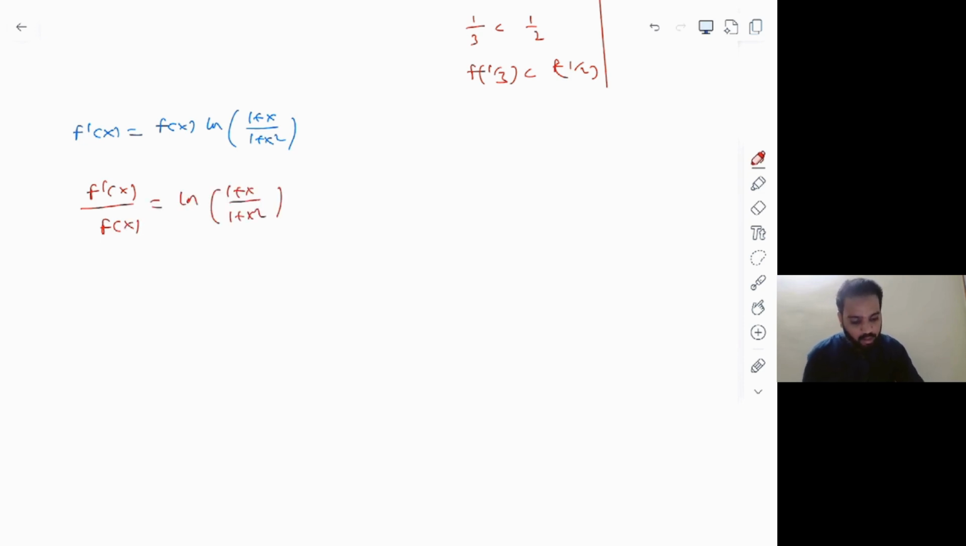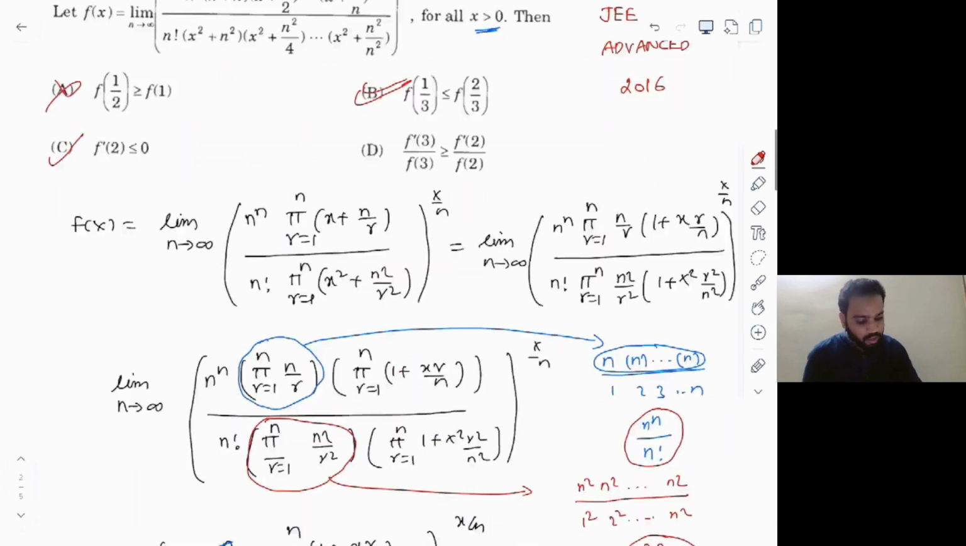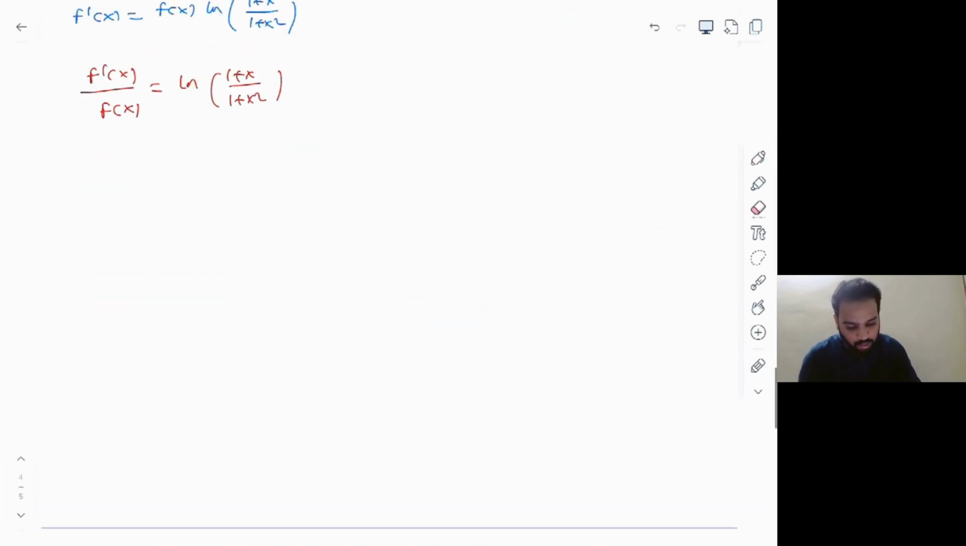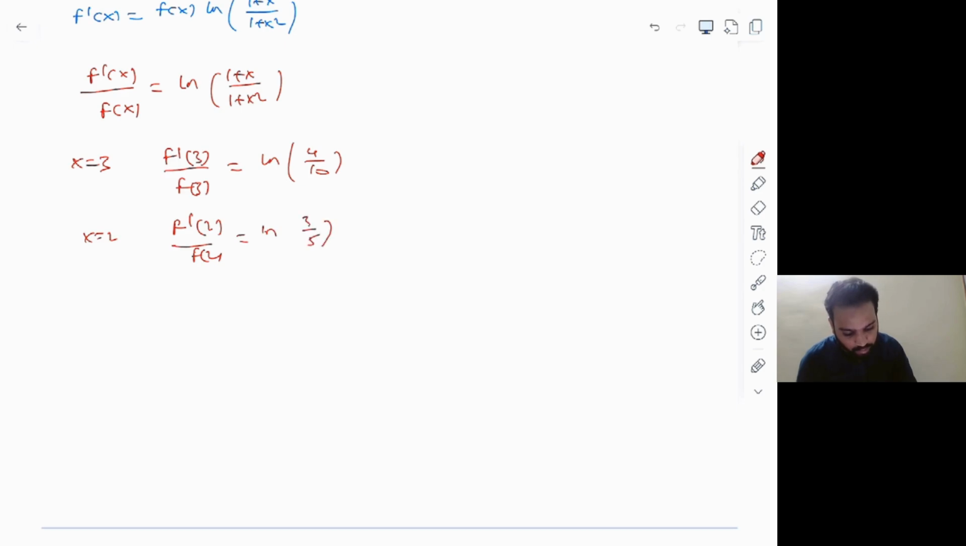ln of (1 plus x) divided by (1 plus x square). Now since they are asking about 3 and 2, put x is equal to 3 and x is equal to 2 and subtract both of them. So that is the procedure. Put x is equal to 3: f dash of 3 divided by f of 3 is equal to ln of 4 divided by 10. And if you put x is equal to 2 here, f dash of 2 divided by f of 2 is equal to ln of 3 divided by 5.